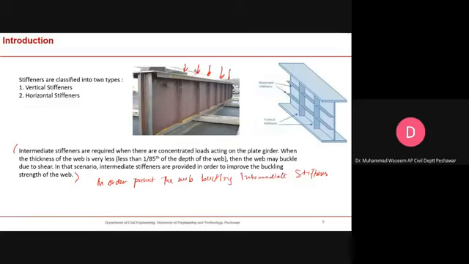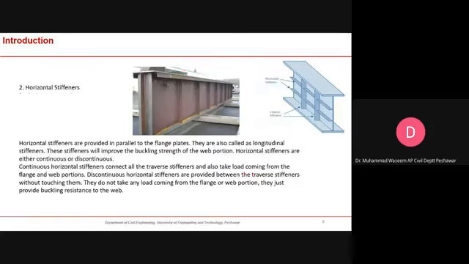But if there is some concentrated load acting on the plate girder, then in order to enhance the flexure capacity of the web, you also provide these intermediate stiffeners. Horizontal stiffeners are provided parallel to the flange plates, like this. They are also called the longitudinal stiffeners. So you can go through this definition. All the detail is provided on this slide.